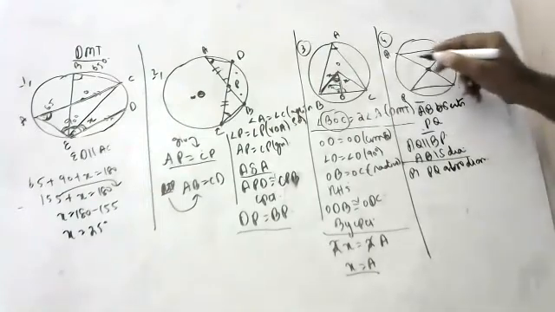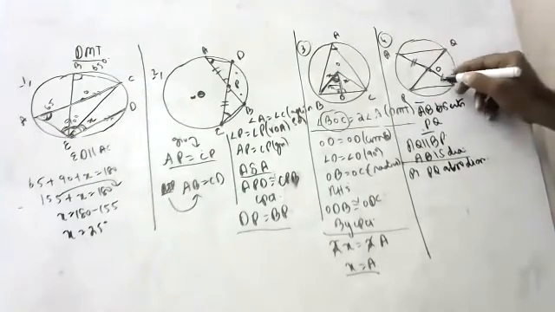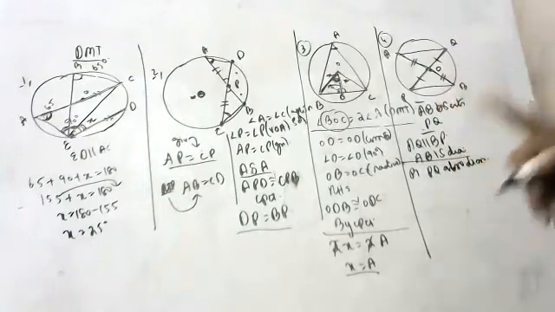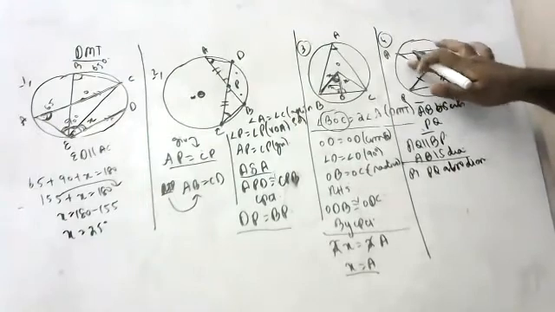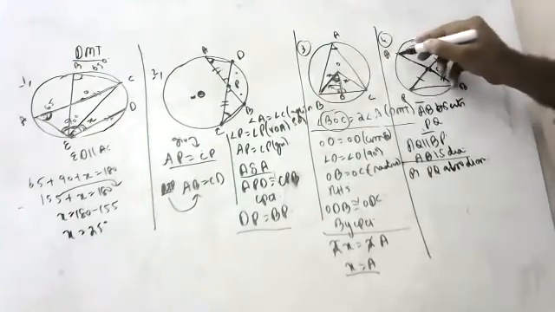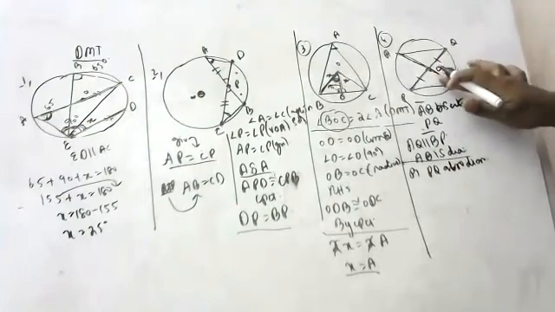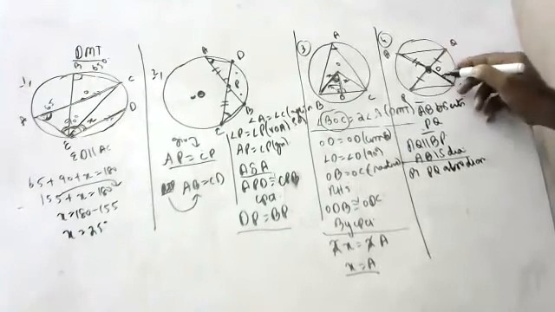Okay, children, see, he's saying that AB and PQ are bisecting each other. This and this are equal, because AB and PQ are bisecting each other. AB bisects PQ is the same. AB is bisecting PQ when these both are equal, children. And AB is the diameter when these both are also equal.